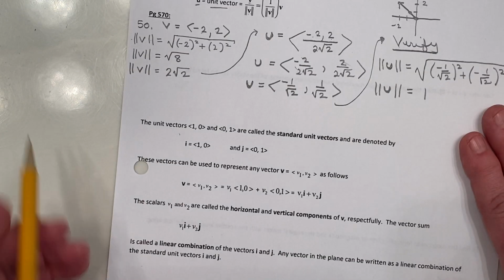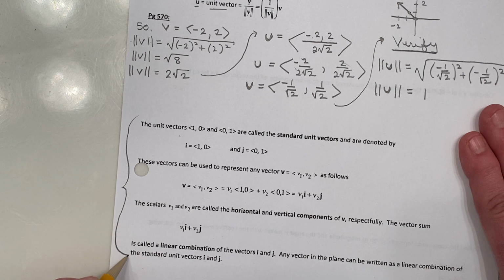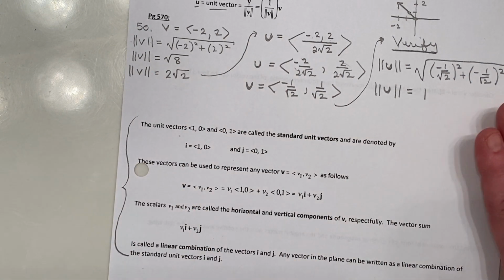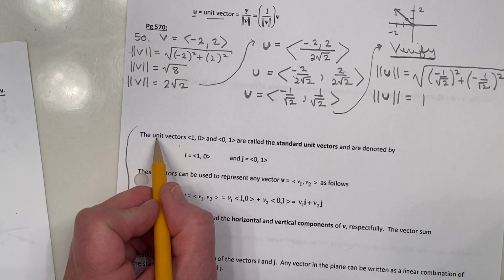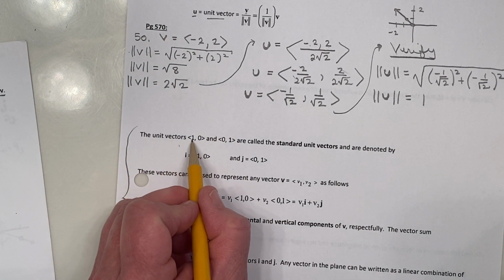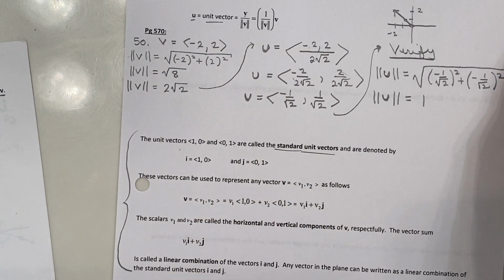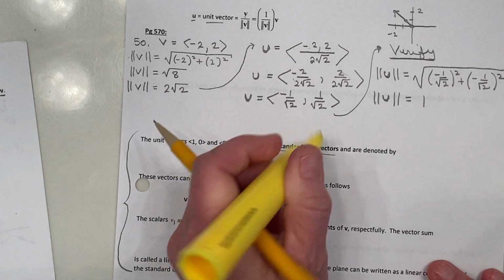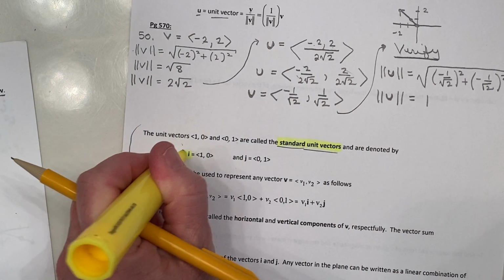Okay, so this next bit of information is a lot. I'll let you know, I'm going to get the information out to you, and then in some examples that we're going to be doing, we're going to use this information. All right, hang on. The unit vectors 1, 0, and 0, 1 are called the standard unit vectors, and are denoted by the lowercase letters i and j.